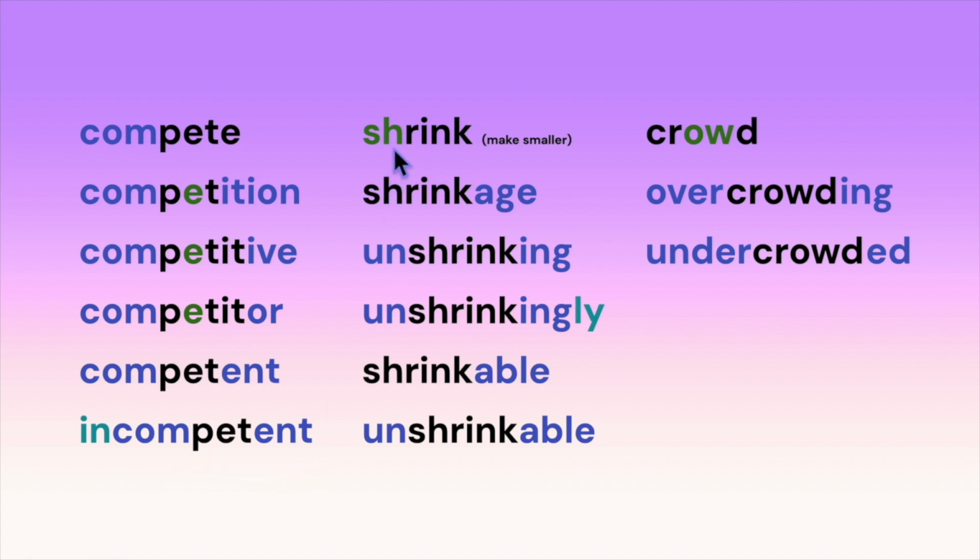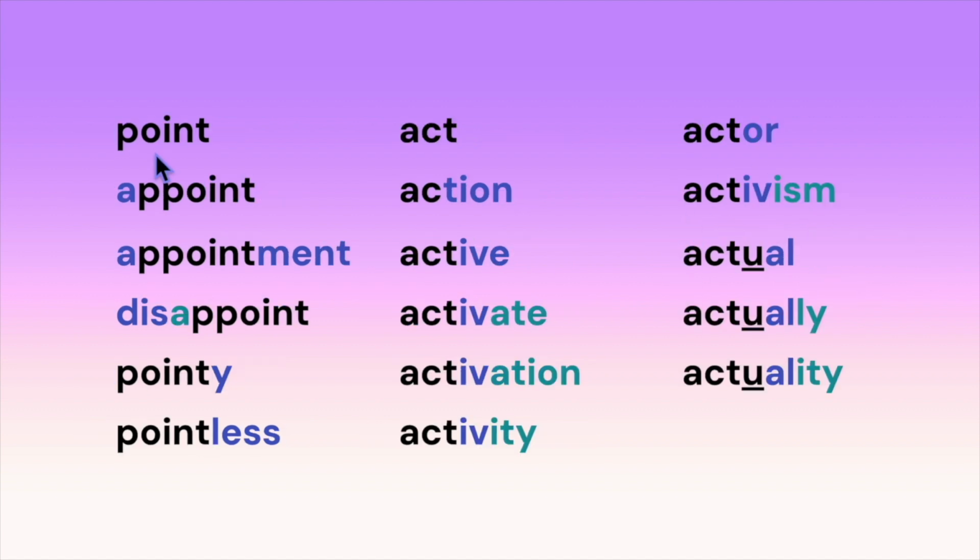Here we have shrink. SH says sh. To shrink means to make smaller. So we have shrinkage, unshrinking, unshrinkingly, shrinkable, unshrinkable. OW says ow in this word. Crowd, overcrowding, undercrowded. Here we have the root point with OI saying oi.